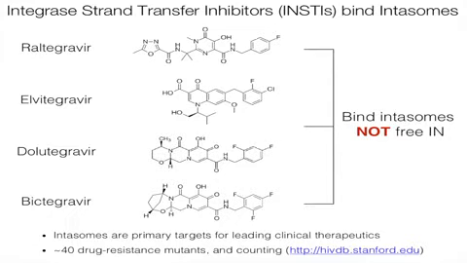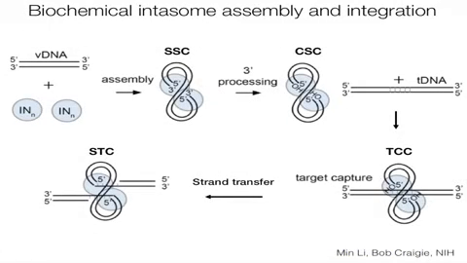What's important is that all of these compounds bind intasomes. They do not bind free integrase. So intasomes are the primary targets for these leading clinical therapeutics. As of today, there are approximately 40 or so drug-resistant mutants, and counting, they keep increasing. So we really want to understand not only how these compounds bind to the HIV intasome, but also how the virus acquires resistance.